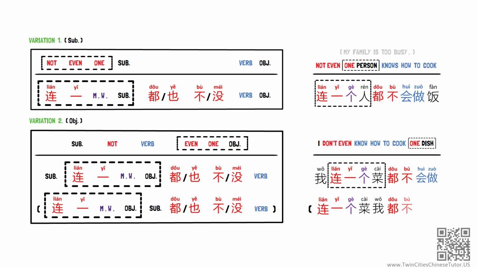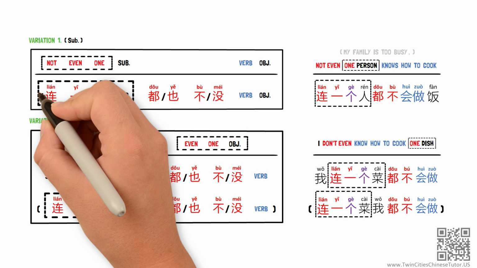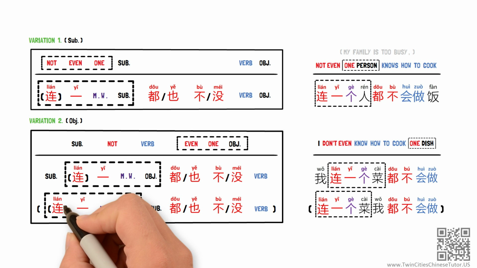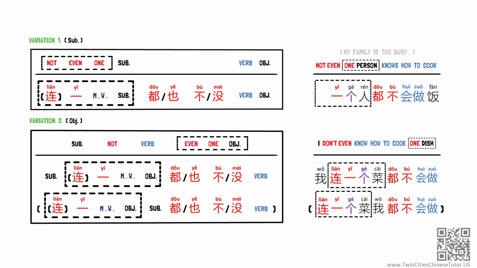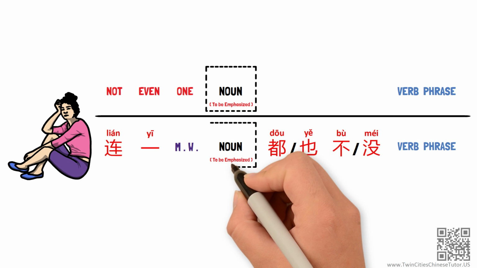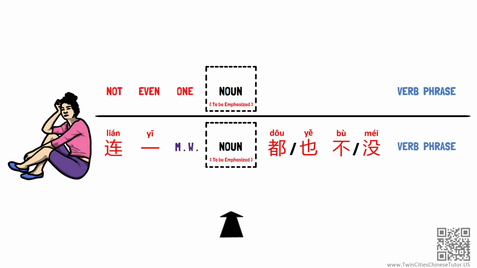To make the sentence even more concise, in the not even one pattern, 连 can actually be omitted as long as everything else is in place. So the sentences here can be just 一个人都不会做饭 or 我一个菜都不会做. That looks easy enough, but sometimes why can't I find the noun to be emphasized when my Chinese friends use the not even one pattern? They seem to just skip the noun entirely for some reason. Yes. Good question. Here's why.